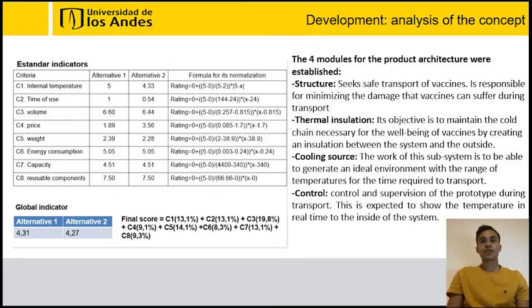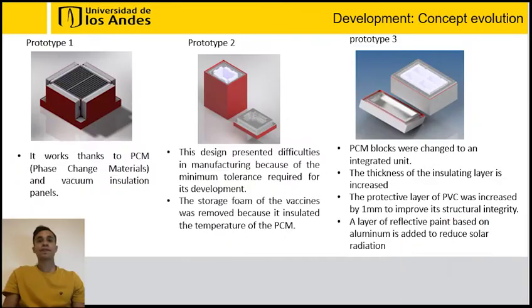Now the normalized indicators which were used in this sprint. These were established from the architecture of our device and were divided in 4 modules, which are structure, thermal isolation, cooling source, and control. We use numerical variables from 0 to 1, considering the importance, in order to compare 2 of the models we had for us to choose the best one.